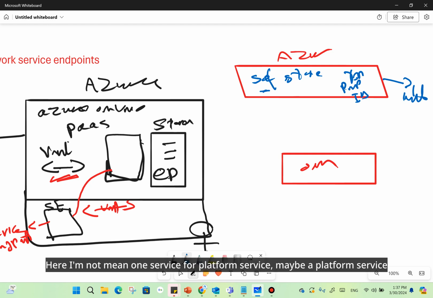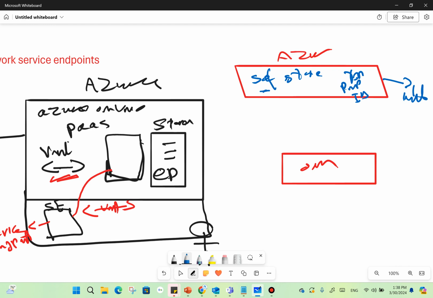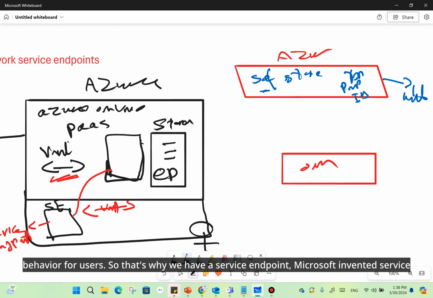Here, I don't mean one service for platform service. Maybe a platform service like a SQL database or a storage account or whatever you have in your environment. Because these services are exposed to the internet, anyone can potentially access your Azure service. So that's the default behavior for users. That's why Microsoft invented the service endpoint.